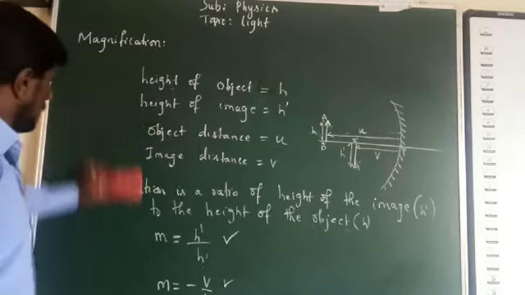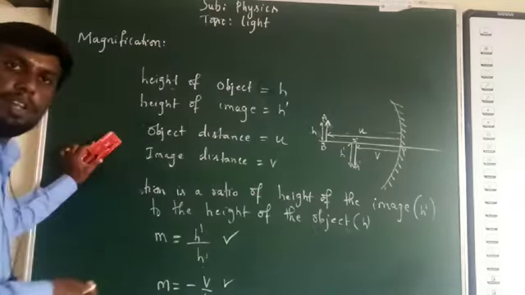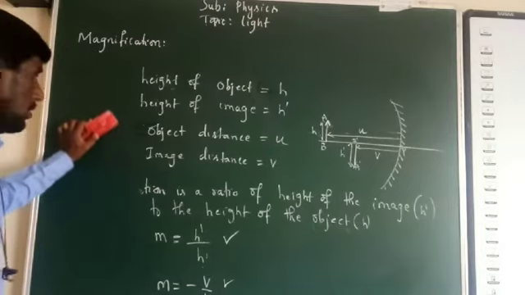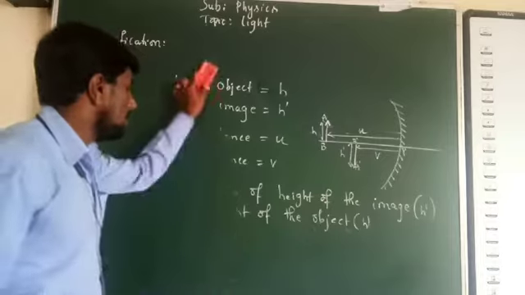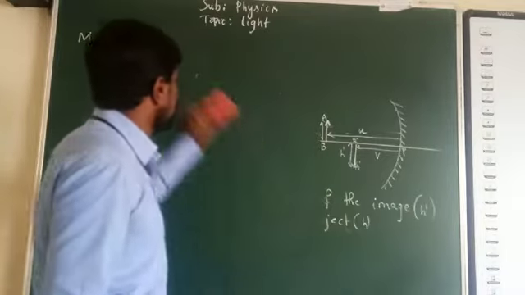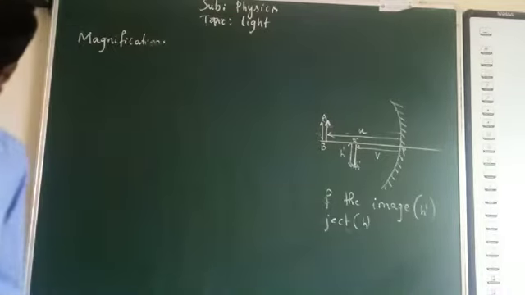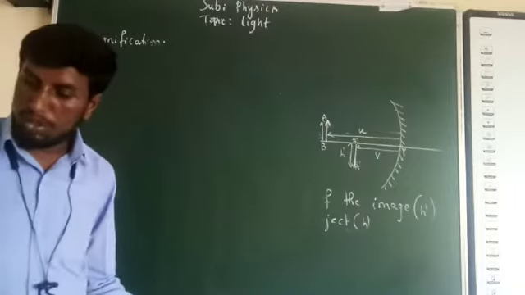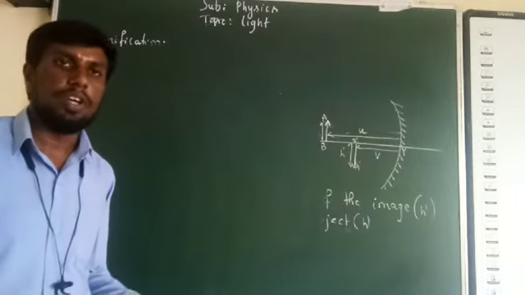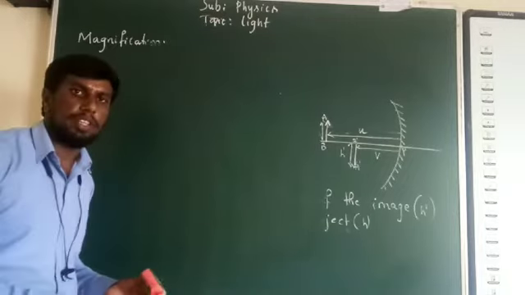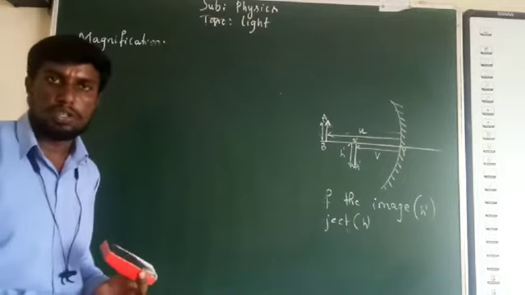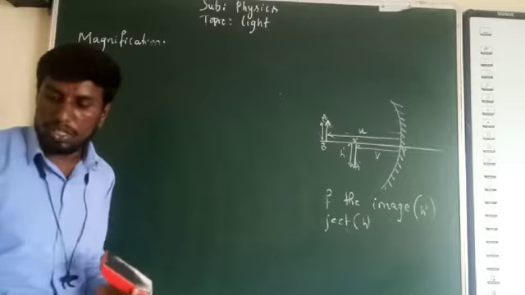So before the magnification and mirror formula, we have questions. In the exercise, the questions you need to solve will be very simple. It's like: define the principal focus of a concave mirror. I had already given the definition for the principal focus of a concave mirror. Go through that and write that answer.